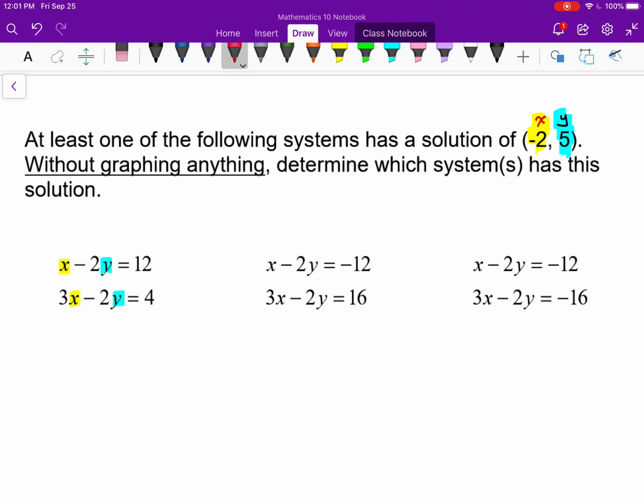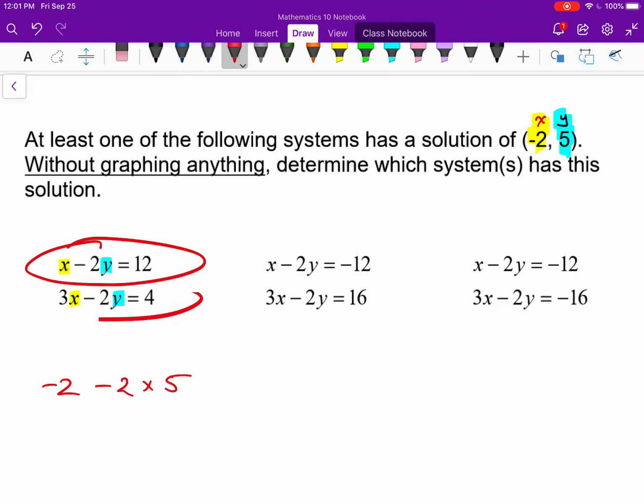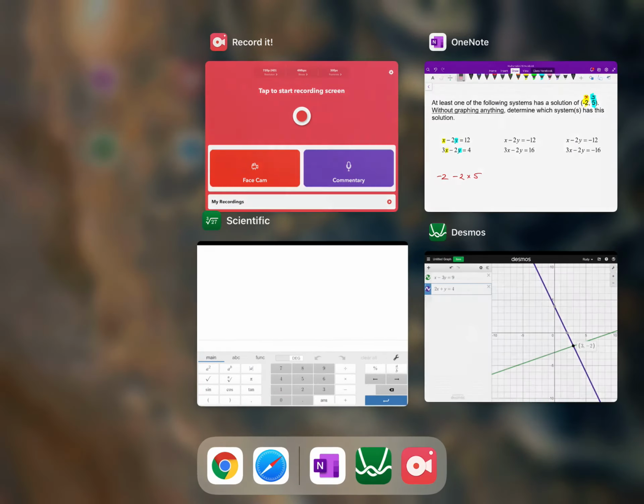What does that mean? Well, in a moment, I'm going to go to a calculator, and I'm going to type that in, except instead of x, I'm going to type in negative 2. And instead of y, I'm going to type in positive 5. So I'm literally going to type in negative 2 minus 2 times 5, and I'm going to see what it equals. If it equals 12, then I'll check this one. If it doesn't equal 12, then there's no way it's a solution. So let's see. Let me switch to my calculator here.